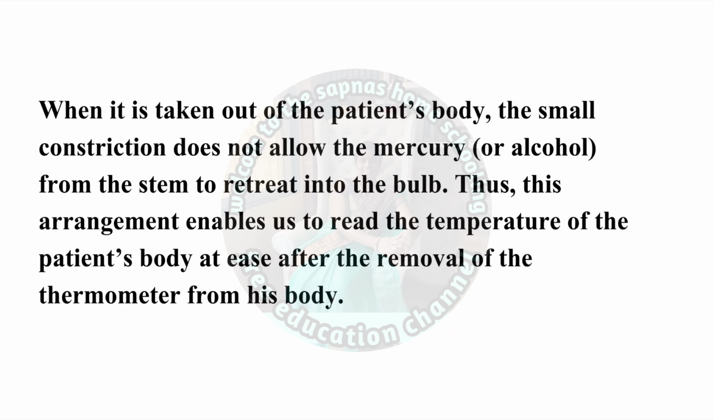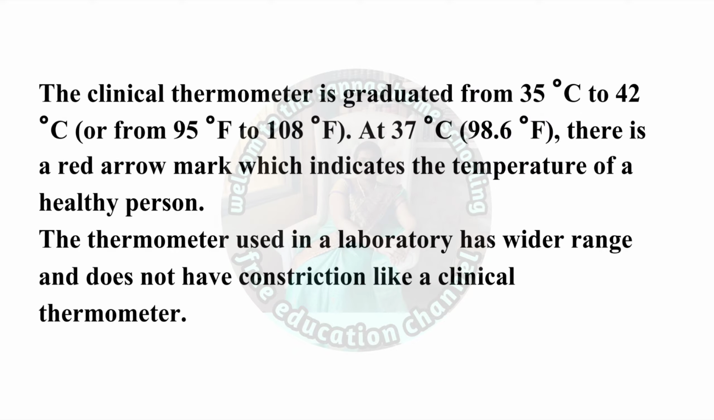When it is taken out of the patient's body, the small constriction does not allow the mercury or alcohol in the stem to retreat into the bulb. Thus, this arrangement enables us to read the temperature of the patient's body at ease after the removal of the thermometer from the body. The clinical thermometer is graduated from 35 degrees Celsius to 42 degrees Celsius, or from 95 degrees Fahrenheit to 108 degrees Fahrenheit.